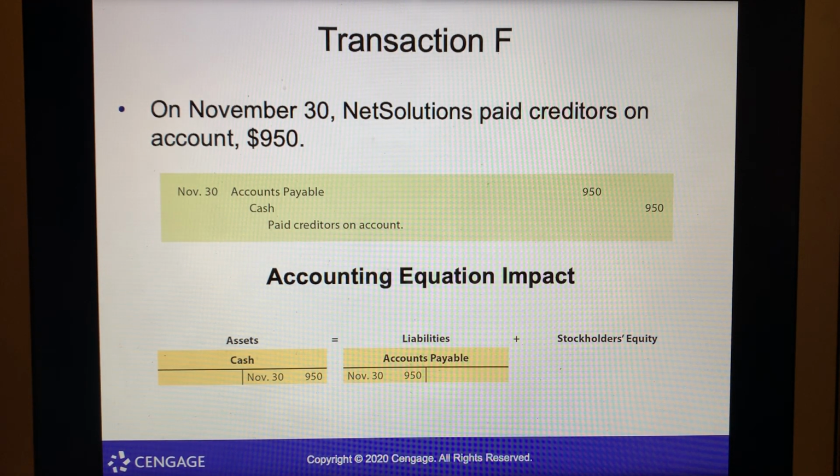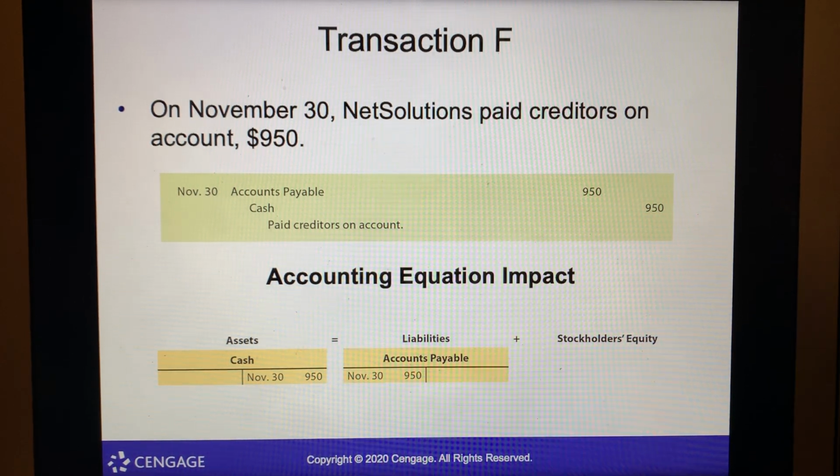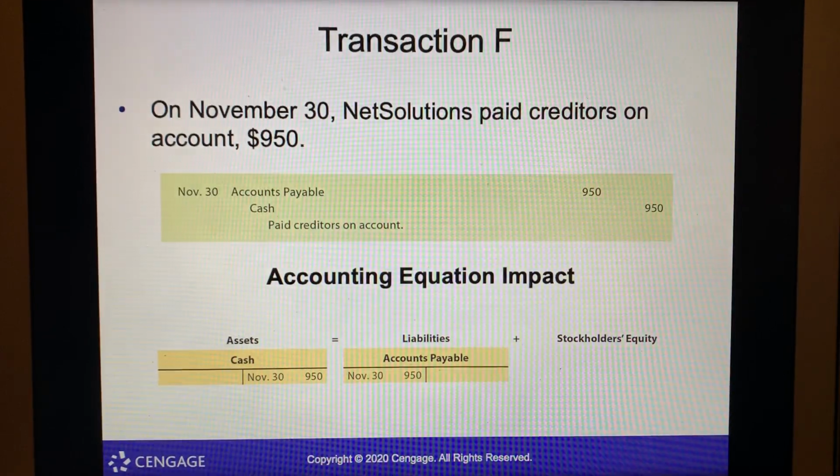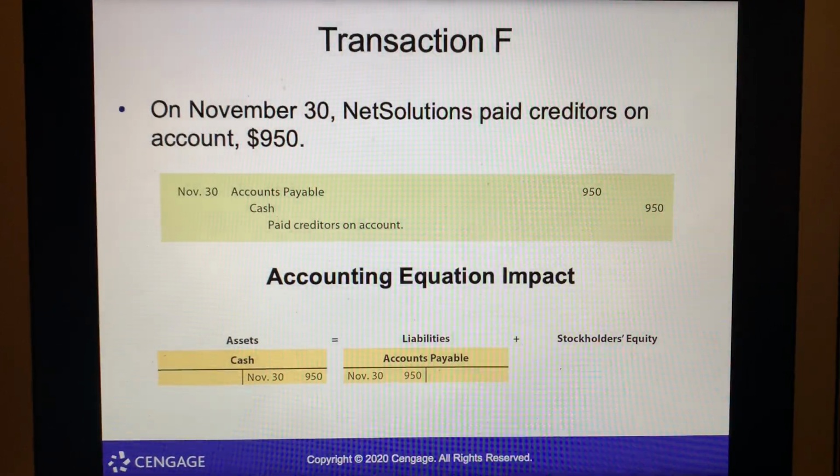Transaction F again. Net Solutions paid creditors on account for $950. Accounts payable. So our accounts payable is going to go down by $950. Our cash also went down. So if it's a credit in our cash, that means we paid cash out of our cash account, paid creditors on account. So our accounts payable account should decrease as well.